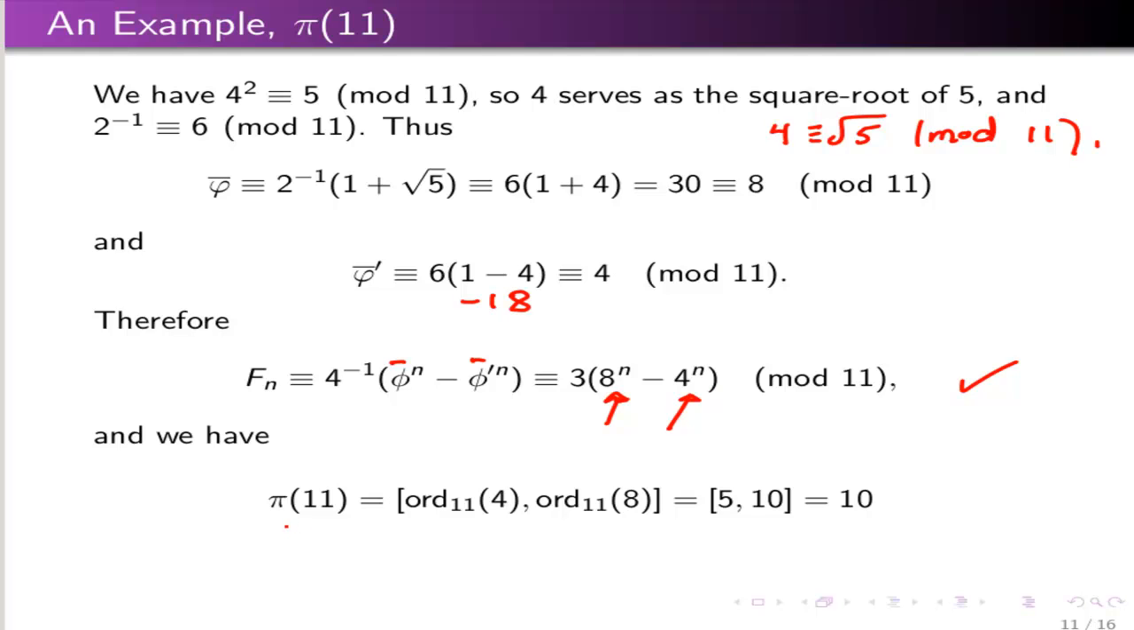So we get that pi of 11 is the least common multiple of the order of 4 and the order of 8. And this is just a little calculation here that the order of 4 is 5 and the order of 8 is 10, and so the least common multiple comes out to be 10.